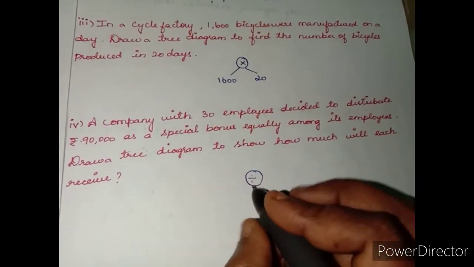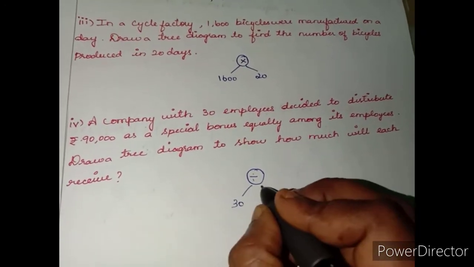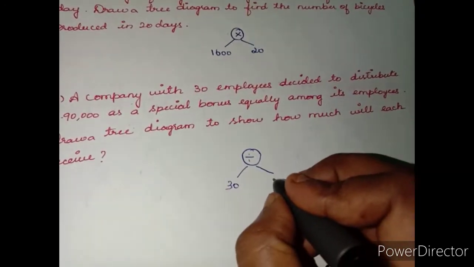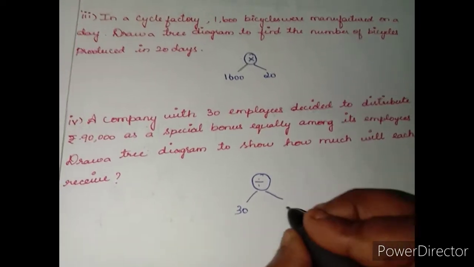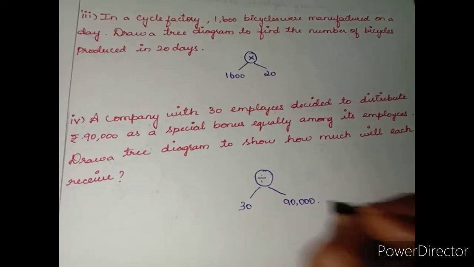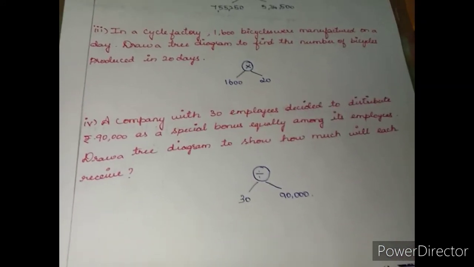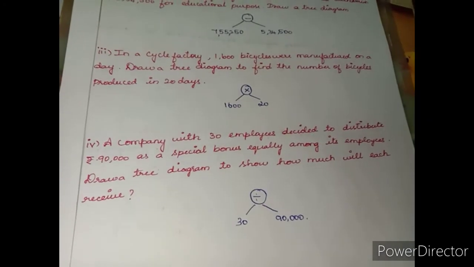So how many employees are there? 30 employees. What is the amount to be equally shared? 90,000. Very simple. Okay. We'll move to the next question.